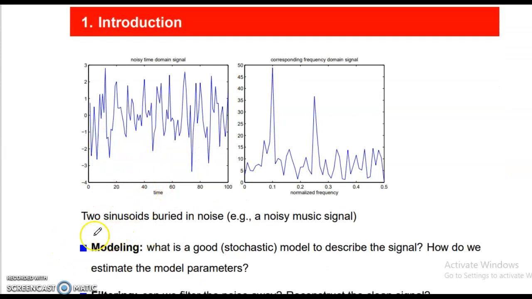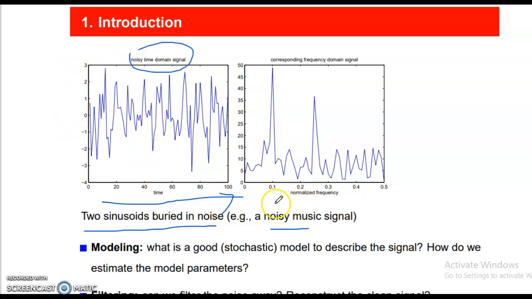Here, a sinusoid buried in noise. Example, noise in a music signal. Here, on the time axis 0, 20, 40, 60, 80, 100. On the y-axis, -4, -3, -2, -1, 0, 1, 2, 3. Here, the noisy time domain signal. Here, normalized frequency 0, 0.1, 0.2, 0.3, 0.4, 0.5. On the y-axis 0, 5, 10, up to 50. Here, the corresponding frequency domain signal. Two sinusoids buried in a noisy music signal.